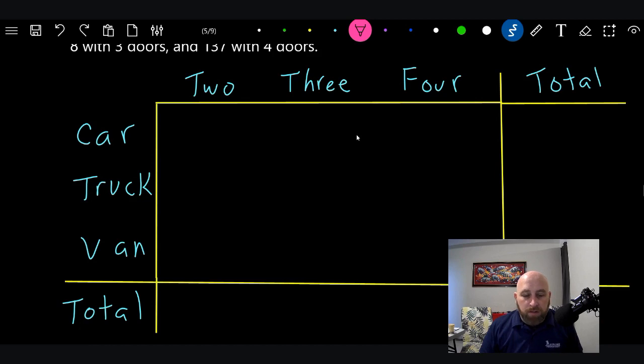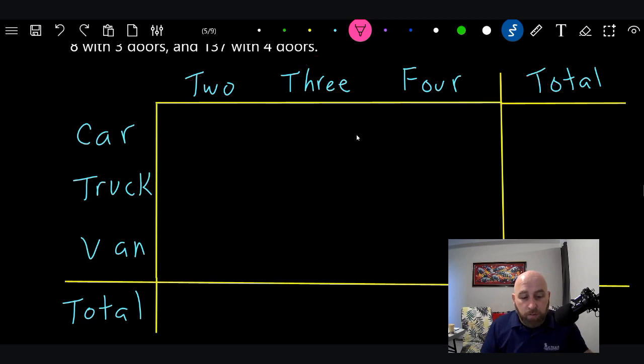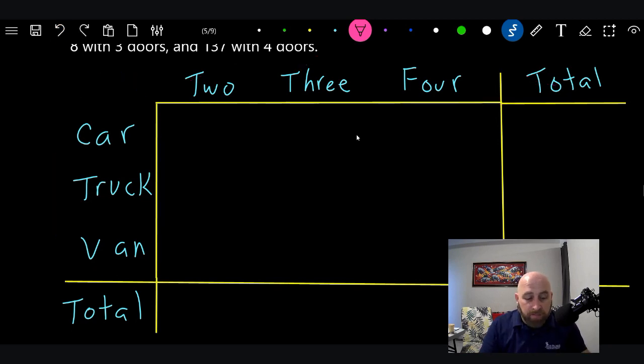What we want to do is take this information and put it into a two-way chart. What does that mean? Well, look, here's one way we're talking about the doors. Here's another way we're talking about the type of vehicles. Okay, so you could label that. You could put on the top by doors, and you could put on the side by type, something like that, a label so people can know what you're talking about.